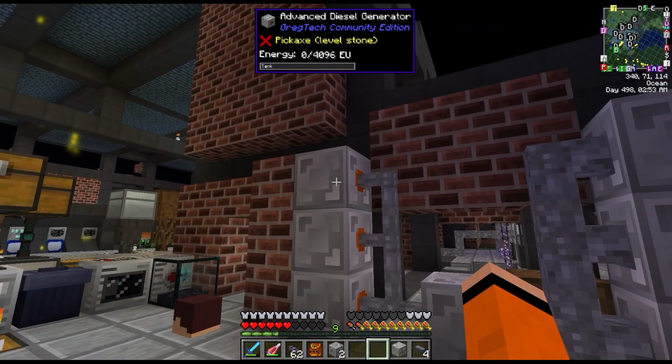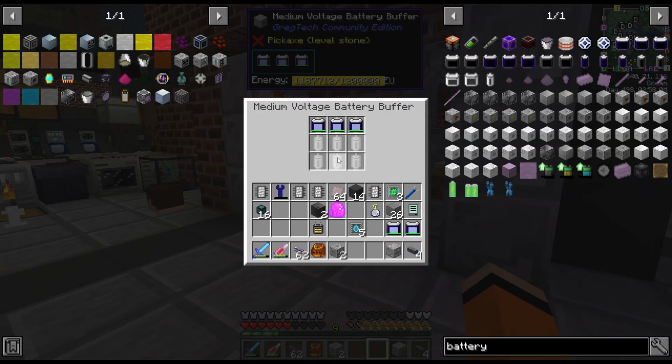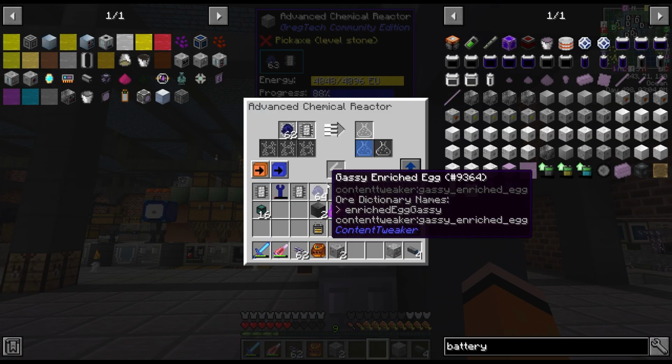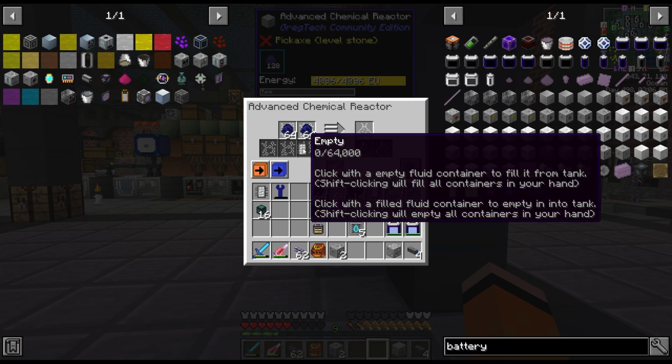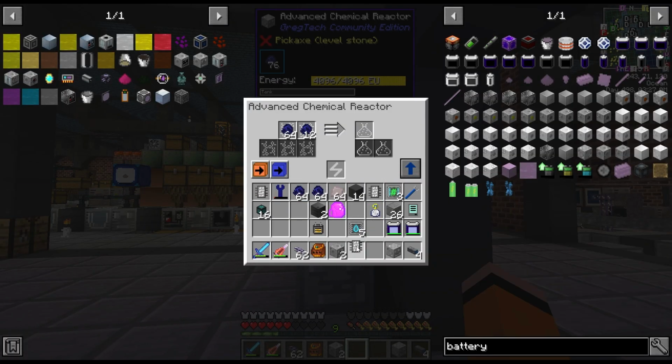So I snagged some of these diesel generators, the MV ones from over there. I'm going to put a battery in here, or a battery buffer I mean. And we're going to make these into oxygen, hydrogen. I think 3 is hydrogen, right? No, we need config 2 for nitrogen.